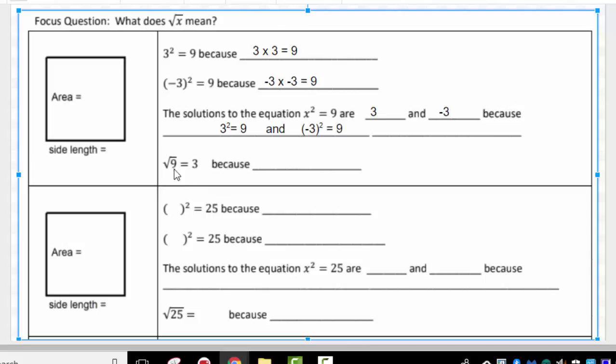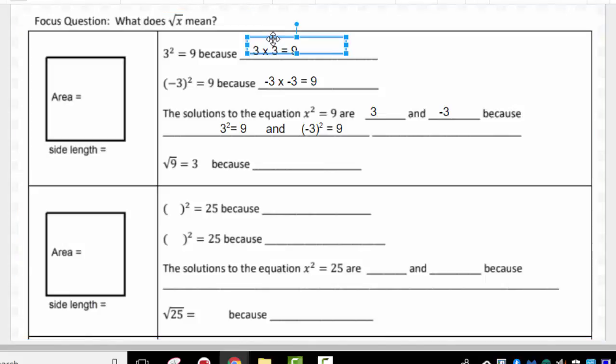Now, when we say the square root of 9, we're talking about just the positive square root. So only positive 3. For the same reason, 3 times 3 equals 9, or 3 squared equals 9.